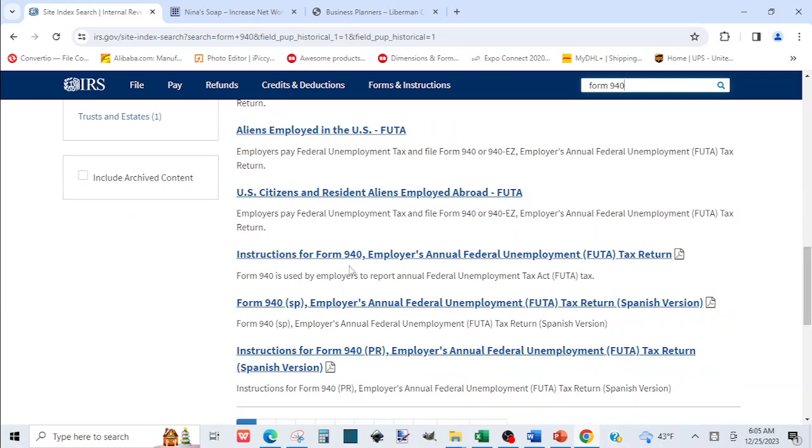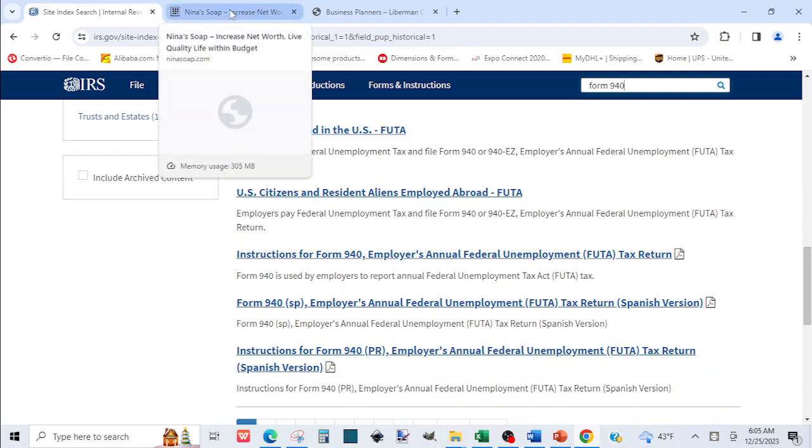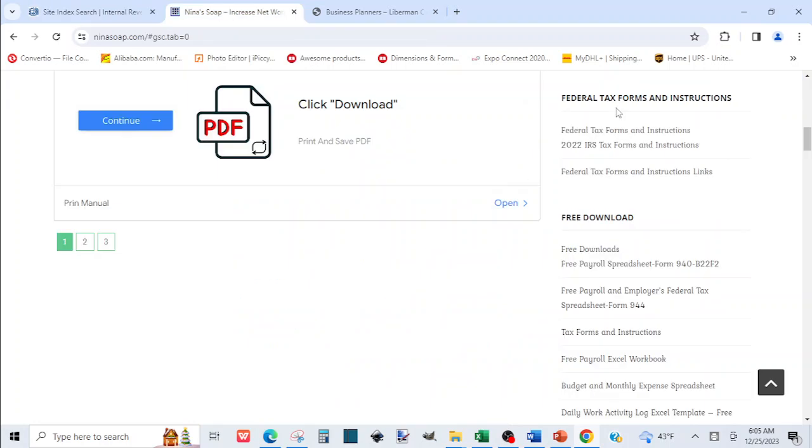And if you are having issues finding a form, you can access our blog, ninasop.com. Under Federal Tax Form and Instructions, we have links to IRS forms that we saved as well. You can see if you can find the one you are looking for.